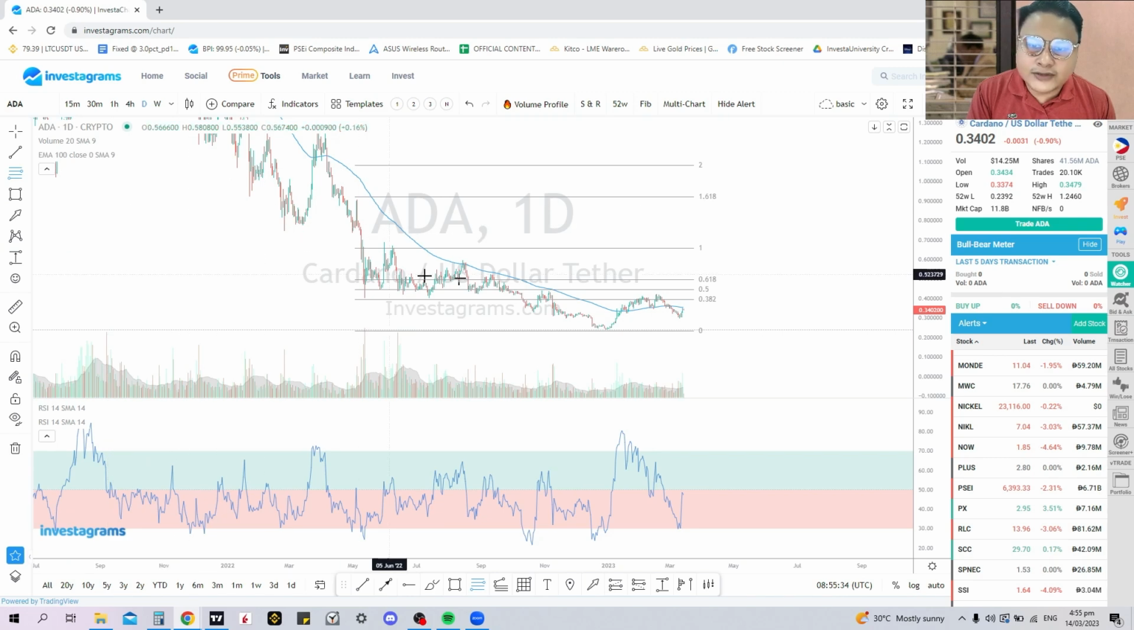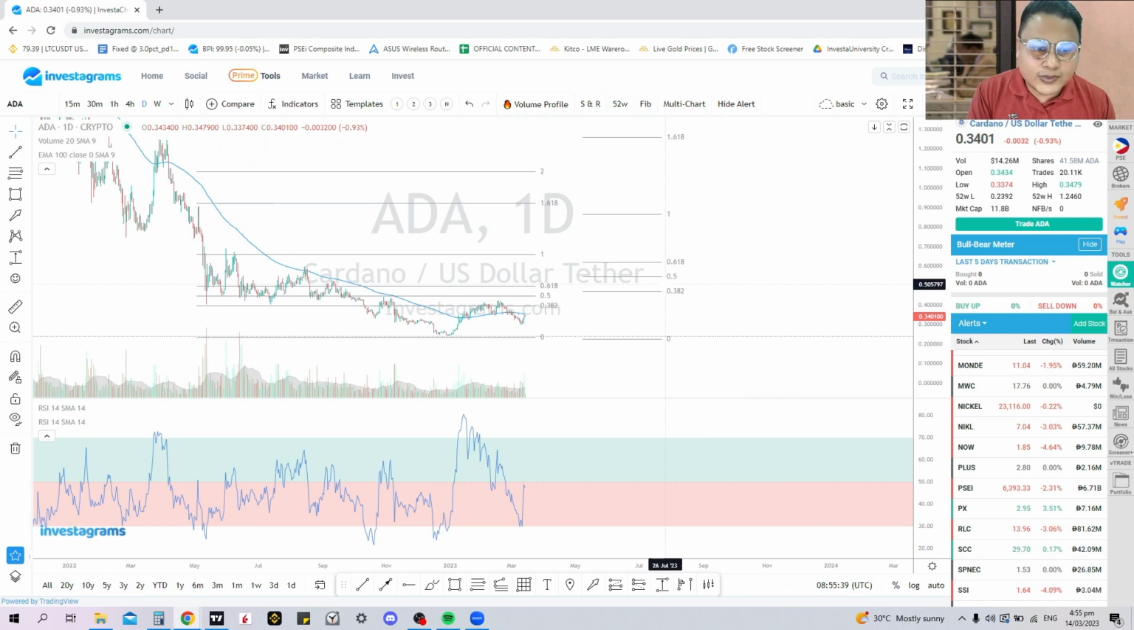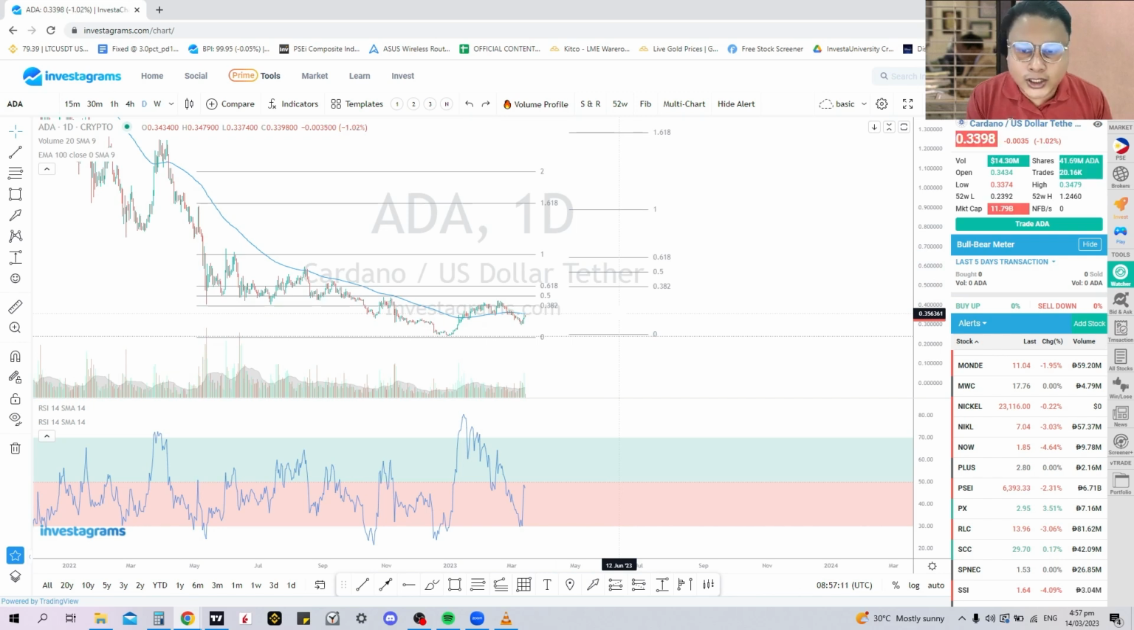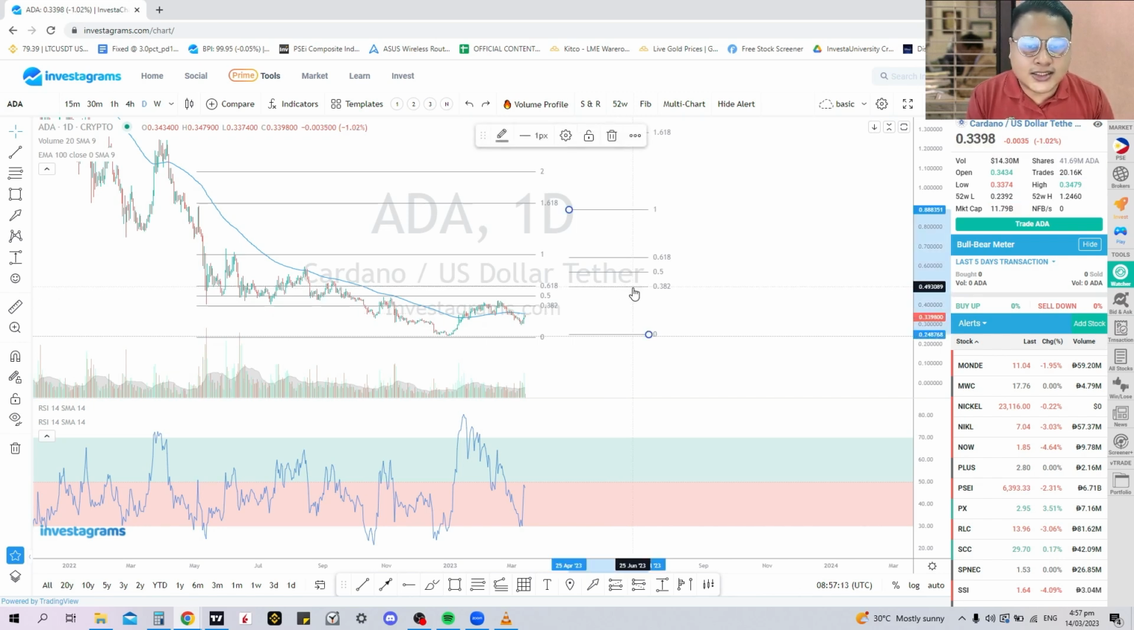So, click mo lang yan, Fibonacci retracement. Then, dinadrag and drop lang yan. Tapos, makikita mo na yung retracement areas na 0.382, 0.5, and 0.618. So, yung first use case natin is using it as a support and resistance, no? Or anticipatory support and resistance.